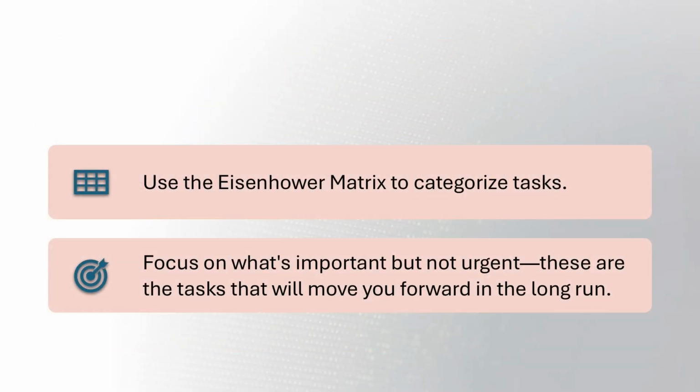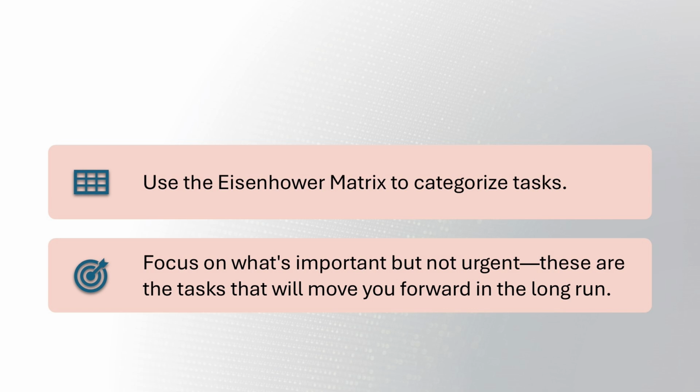Use the Eisenhower matrix to categorize tasks. The Eisenhower matrix is a 4-box matrix that talks of important and urgent, urgent and not important, important and not urgent, not important and not urgent, just a 4. But here is the focus.